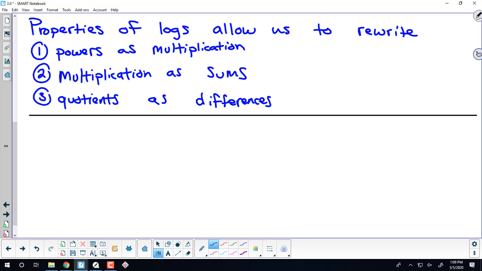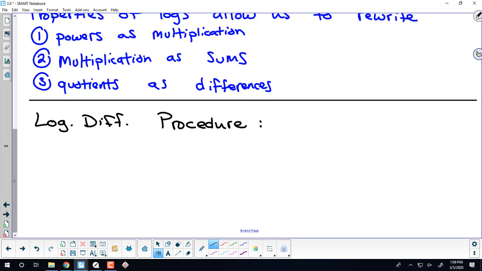Okay, so the logarithmic differentiation procedure. It's pretty much what its name implies, except there's an implicit step there. In order to perform logarithmic differentiation on any given function, you first take the logarithm of both sides.